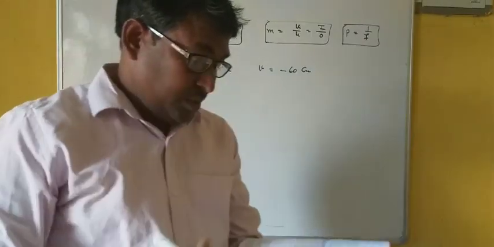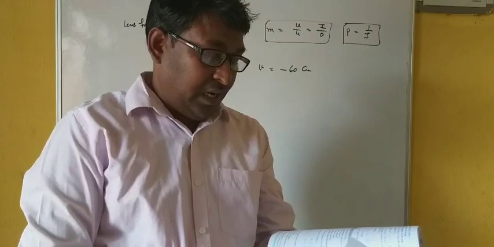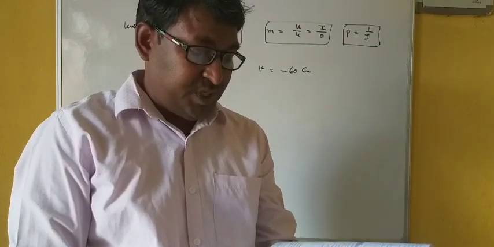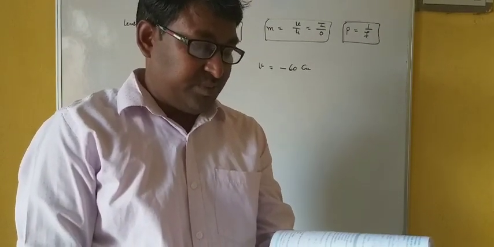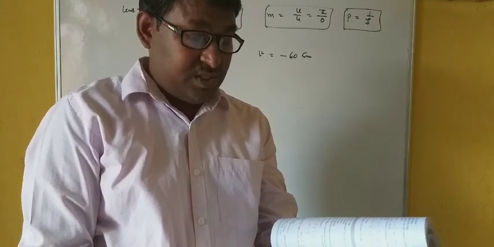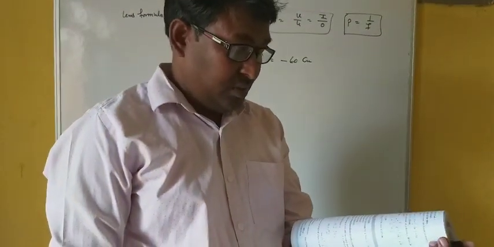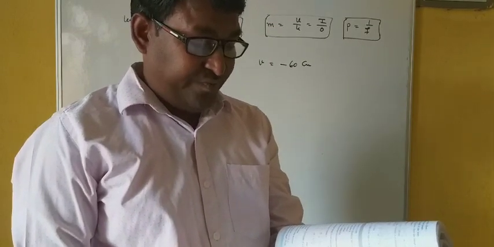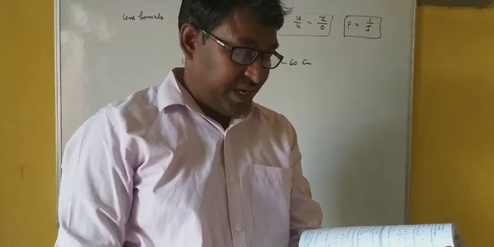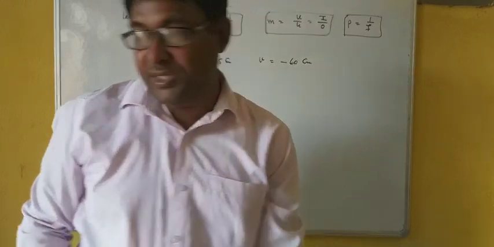Okay. So the question is that a lens forms the image of an object placed at a distance 15 centimeter from it, at a distance 60 centimeter. Image distance is given, in front of it. Find the focal length, the magnification, nature of image.